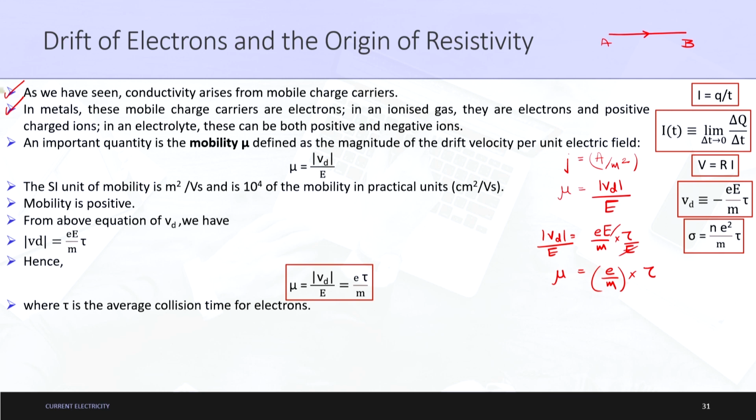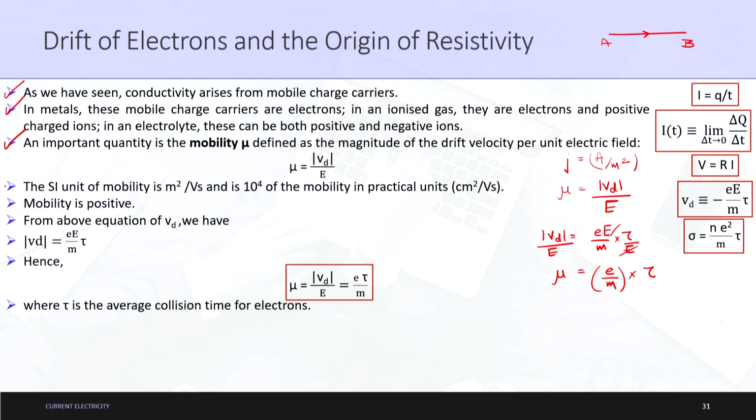So, the SI unit of mobility is meter square per volt second, and it is 10 to the power 4 times the mobility in practical units. In practical units, if we need to see the number very clearly, in a number pattern which we can directly utter, we always use the term centimeter square per volt second. But the SI unit, as we know, is always for length captured in meters, hence we should write the SI unit as meter square per volt second, but in practical units it is always centimeter square per volt second.